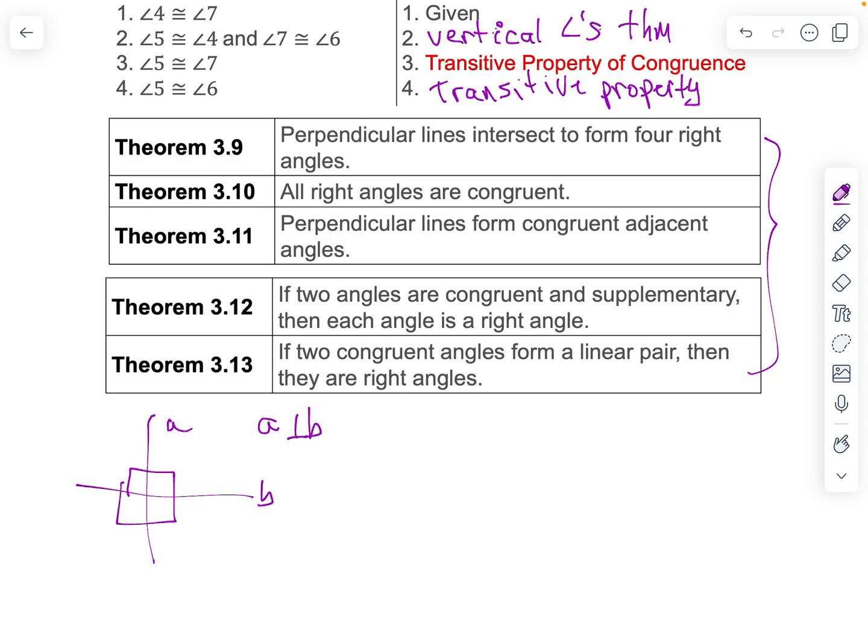We know perpendicular lines form congruent adjacent angles. So if I know I've got perpendicular lines, I know angle 1 is congruent to angle 2. We know if 2 angles are congruent and supplementary, then each angle is a right angle.